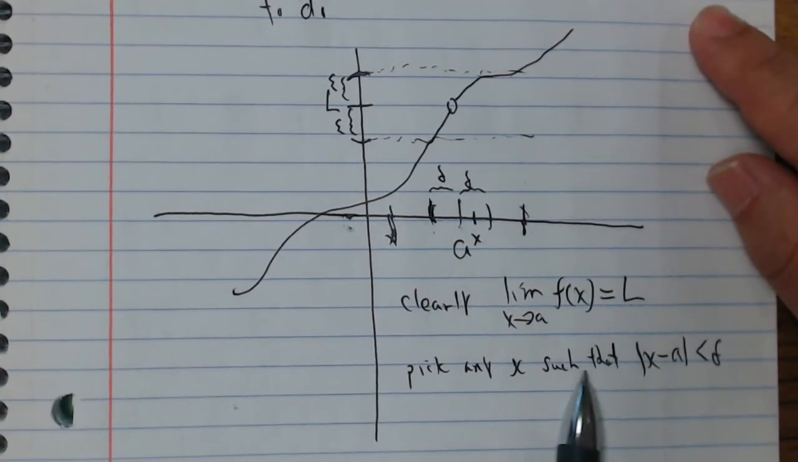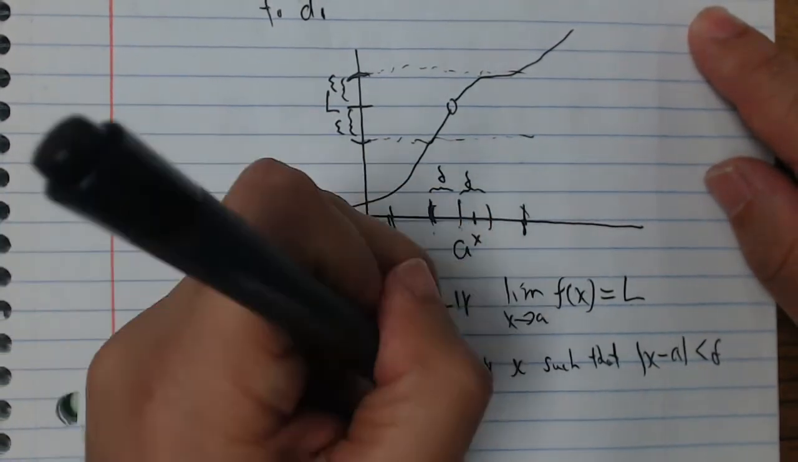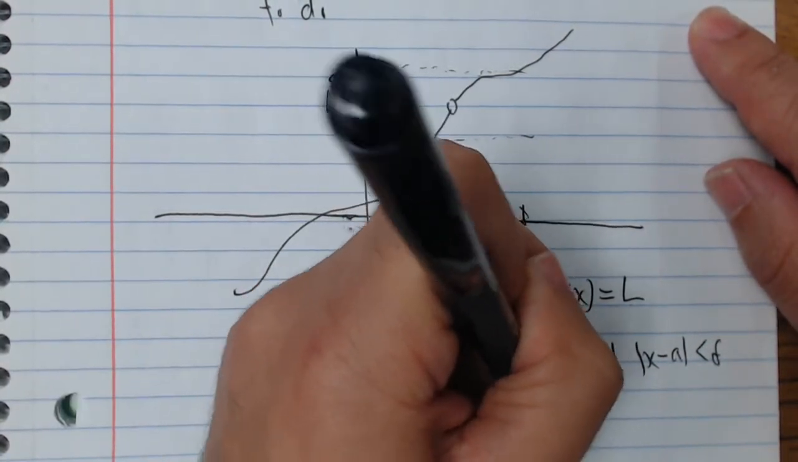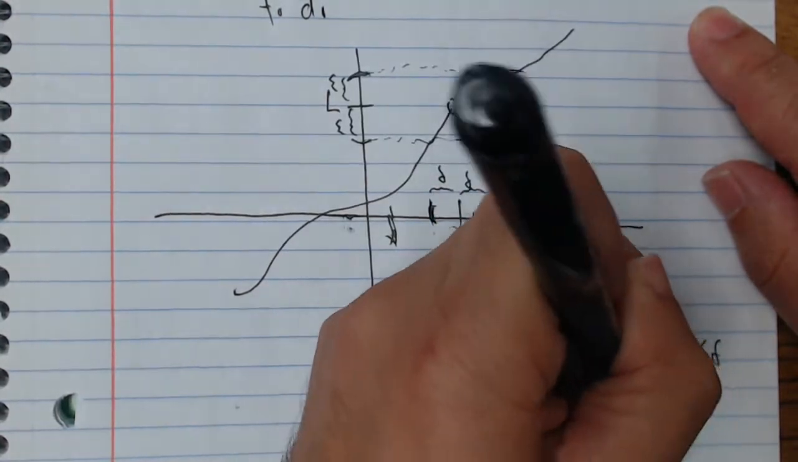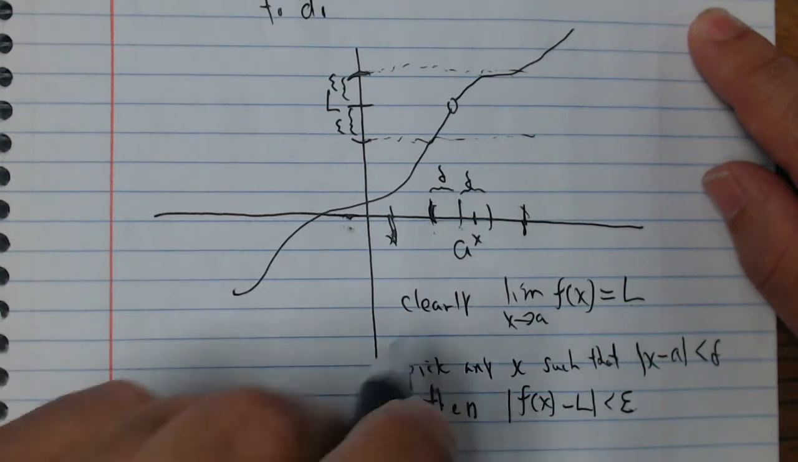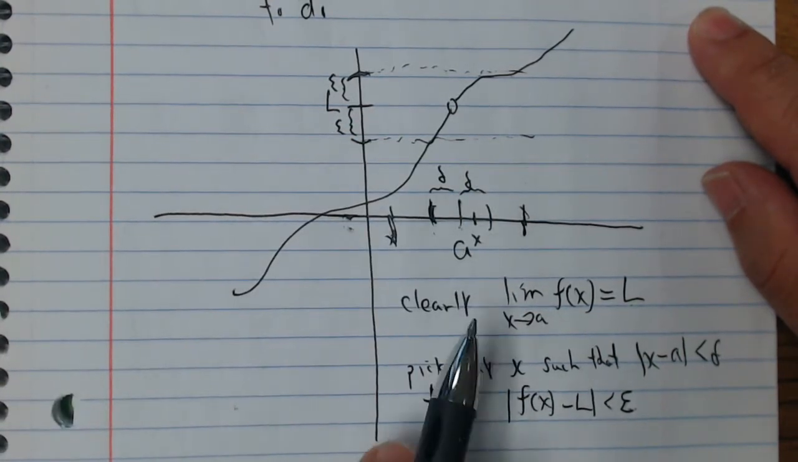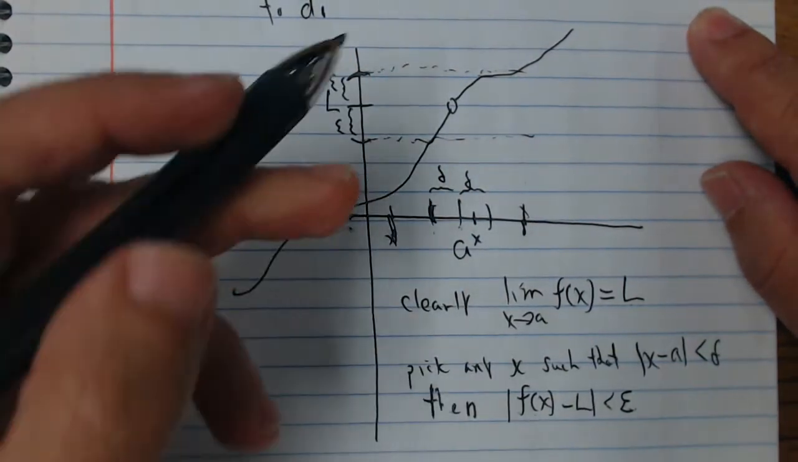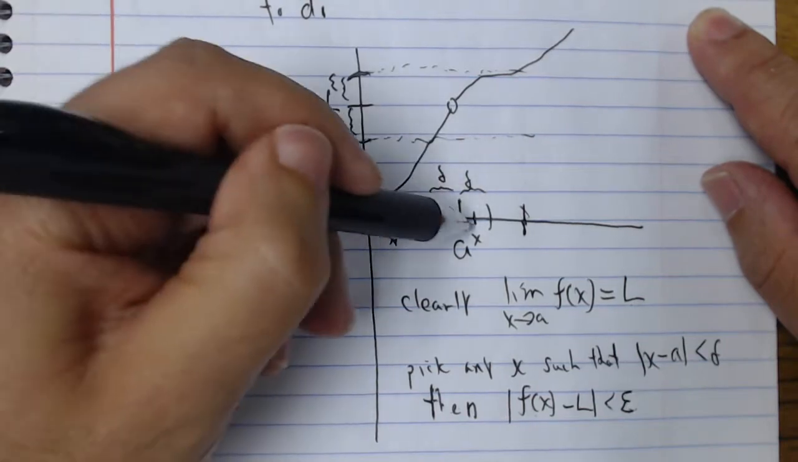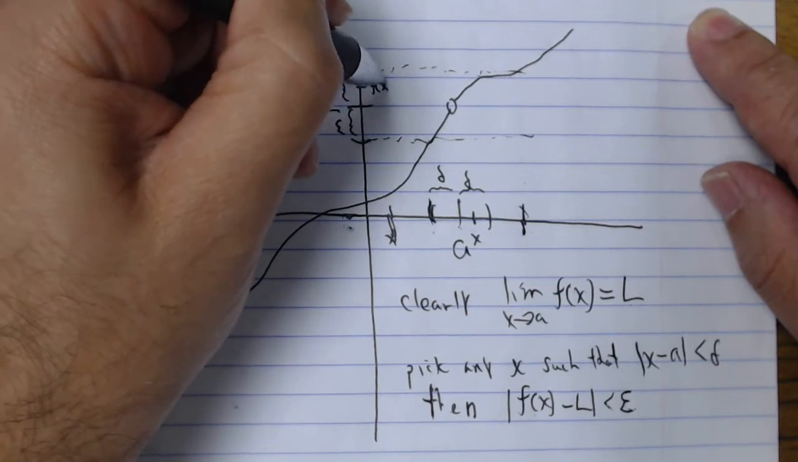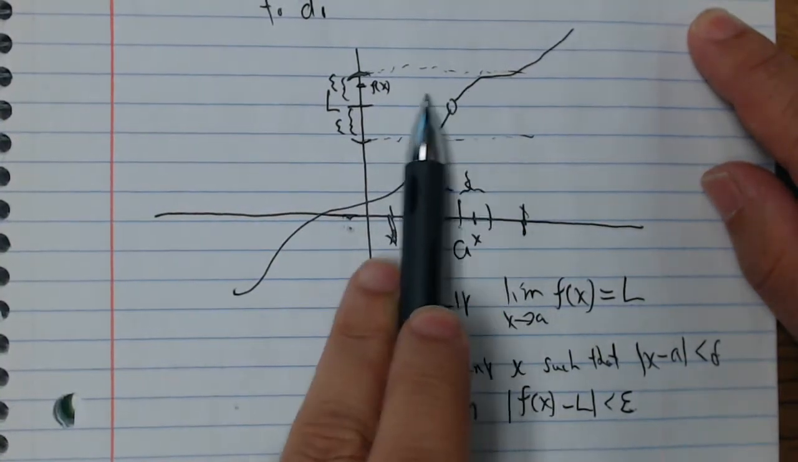So if this is satisfied, then what must be true? Then we know that the distance from f of x to L better be less than epsilon. Now, if this isn't true, then we're running into a problem, which means the limit doesn't exist. But we all know that this limit should exist, so this shouldn't fail. So look at what happens. It says whatever x you picked, as long as you're within delta, then you need to find f of x. So how do I find f of x? Well, if I come up to the graph, f of x is right there. Of course, at this x value, that's the corresponding y value.